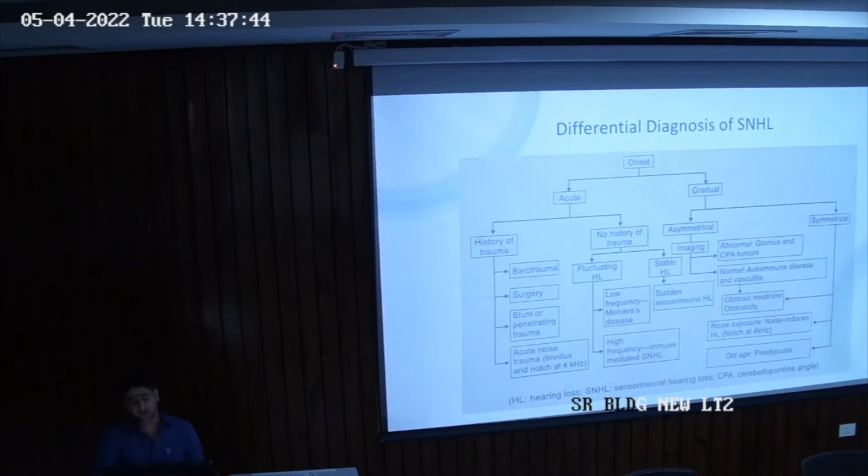The other one is fluctuating hearing loss with no history of trauma and acute onset. It is seen in Meniere's disease. It is an inner ear disease, also known as inner ear hydrops. The inner ear fluid, the endolymph, increases in quantity, whether due to decreased absorption or increased production. So the organ of Corti gets distended.